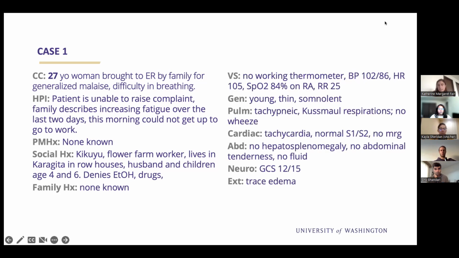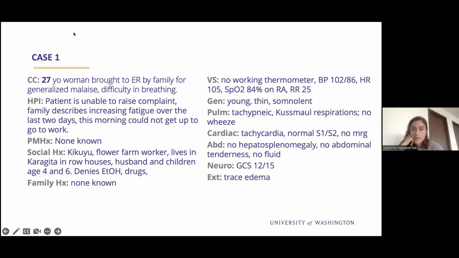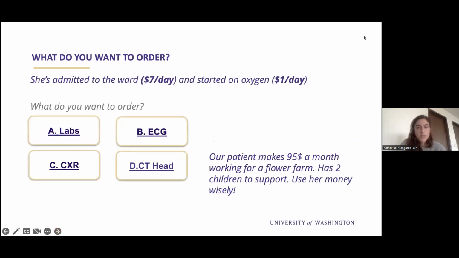So when you meet this patient, there's no working thermometer at the hospital. Her blood pressure is 102/86, heart rate 105, and her SpO2 is about 84% on room air, respirating 25. She's young and thin. She's pretty somnolent on exam, and you notice some tachypnea, some prominent small respirations, but there's no wheezing in her lung fields, and otherwise just tachycardic and no organomegaly and that depressed level of consciousness. We often have it reported in GCS in our setting, without focal deficits. So my first question for you all is, what do you want to order?